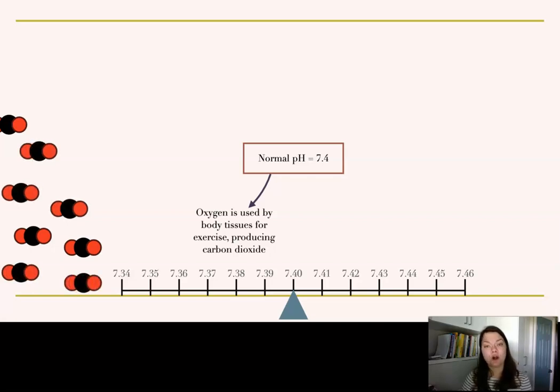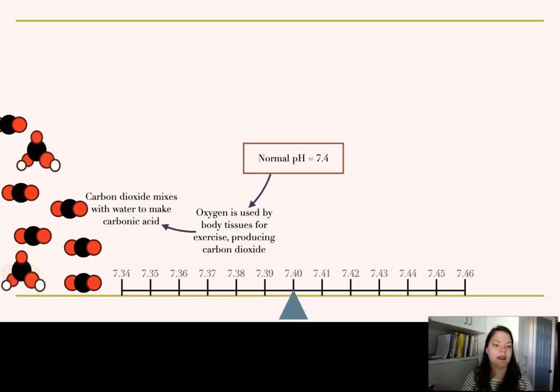If you are working out vigorously and all of your muscle cells are using up the oxygen to produce carbon dioxide during cell respiration, and in the process making lots and lots of ATP, you're going to start having an increase in carbon dioxide in the blood. That carbon dioxide is going to mix with the water, forming carbonic acid, and that's leading to the drop in pH. This is our stimulus, okay?